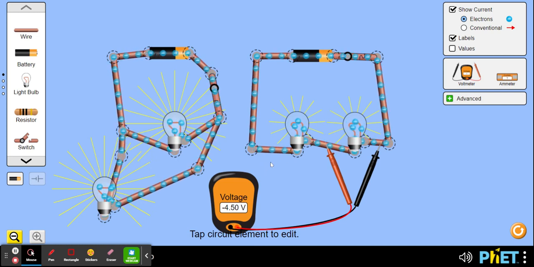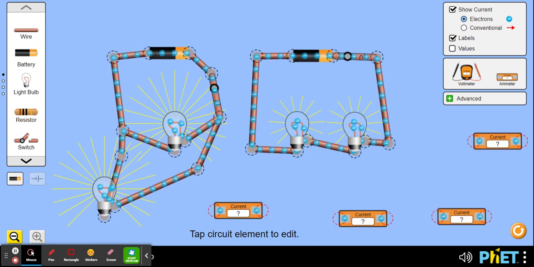Okay, so we looked at voltage in series and parallel. Now we're going to look at current in series and parallel. So I'll put the voltmeter away and I've got a few different ammeters here. What I want to do is measure the current here, and here, or maybe just one of them. I'm going to put an ammeter here and here. Okay, so I'm going to do that now. I'll pause the video.